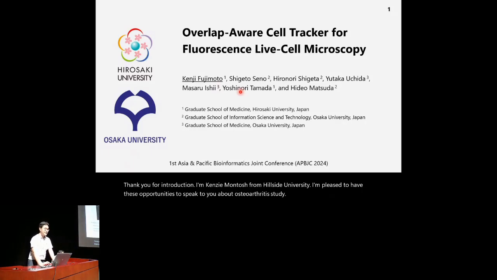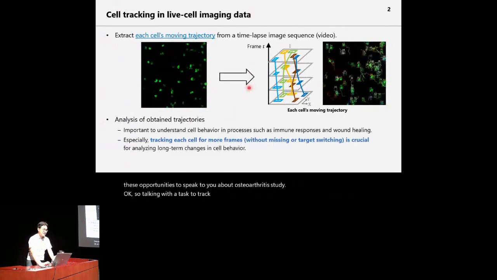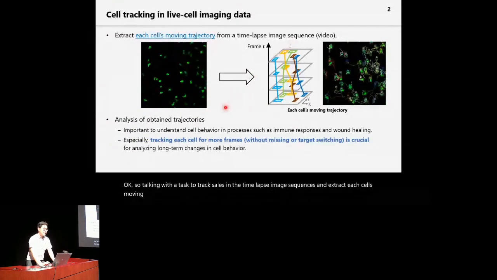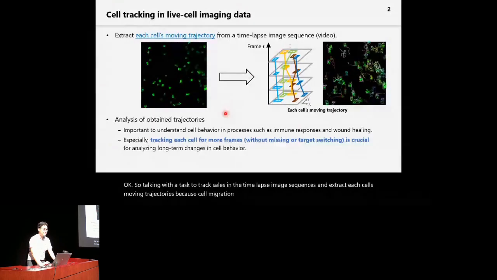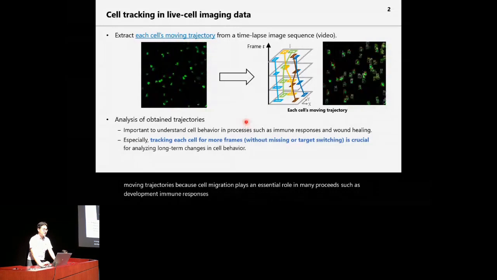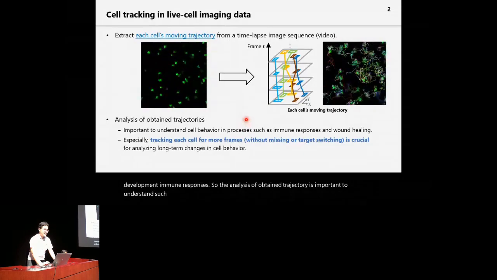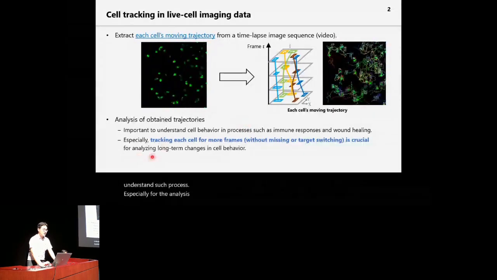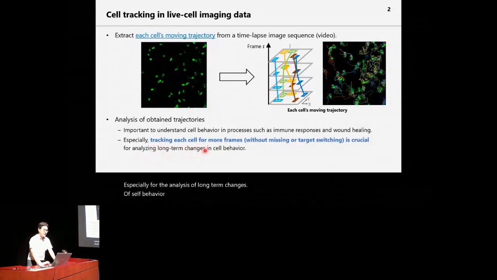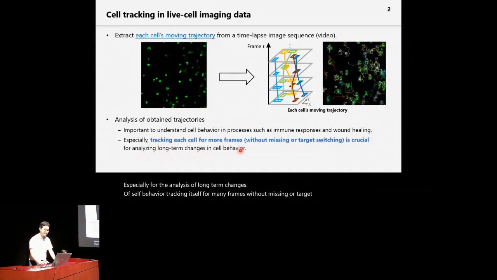Cell tracking is a task to track cells in time-lapse image sequences and extract each cell's moving trajectories. Because cell migration plays an essential role in many processes such as development and immune responses, the analysis of the obtained trajectories is important to understand such processes, especially for the analysis of long-term changes of cell behavior. Tracking each cell for many frames without missing or target switching is crucial.